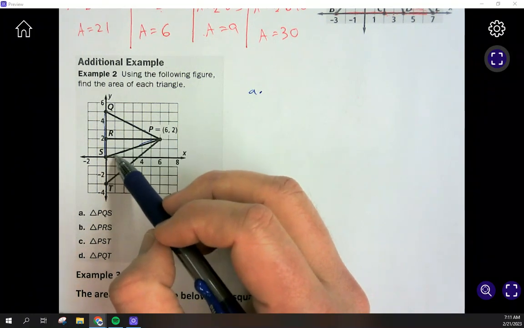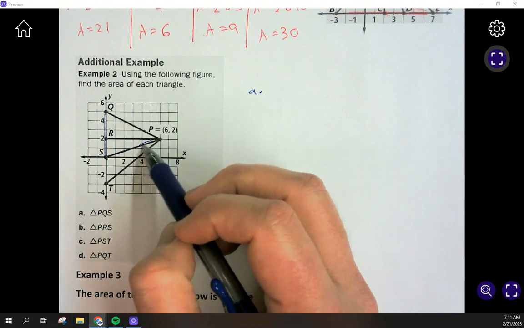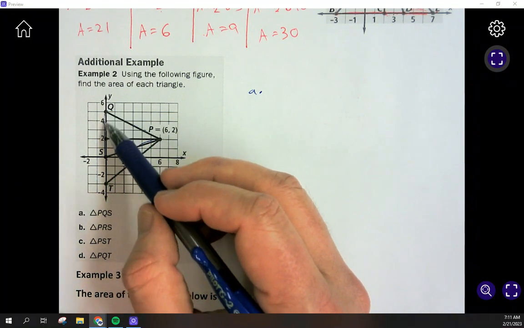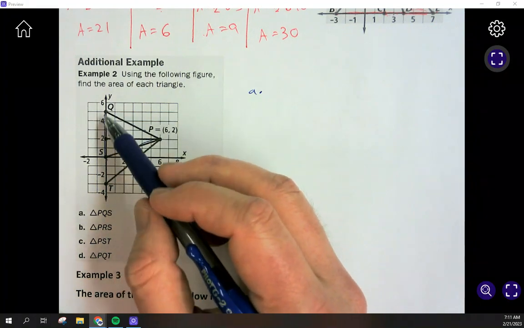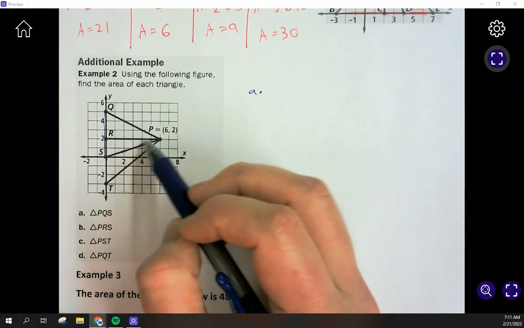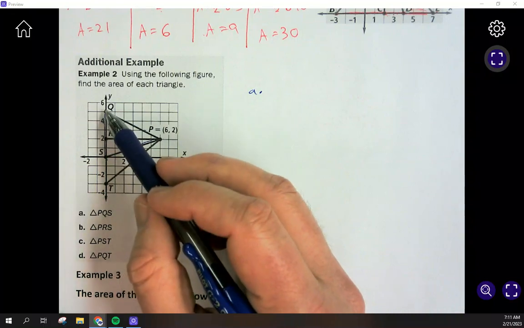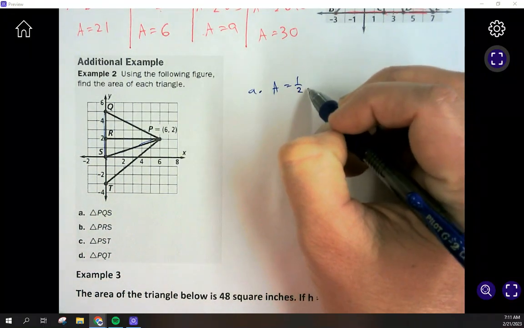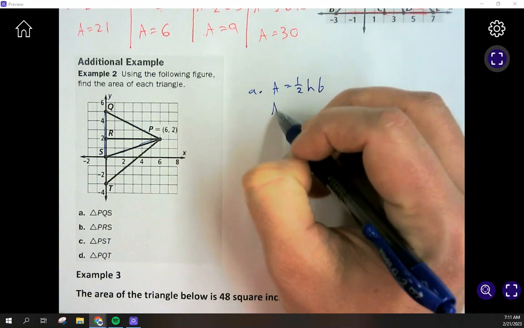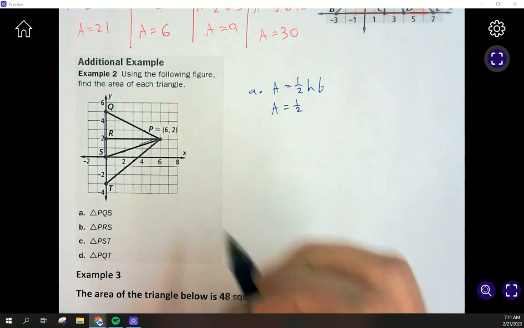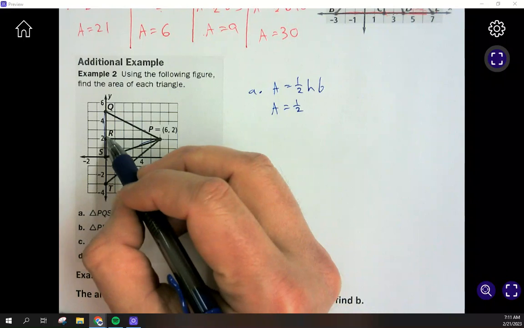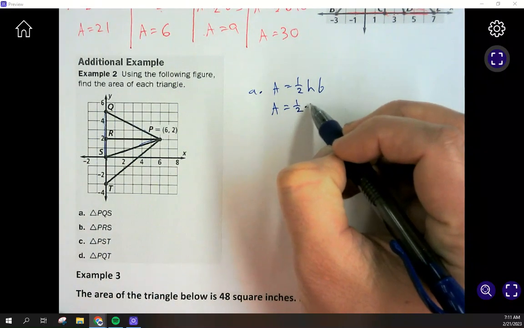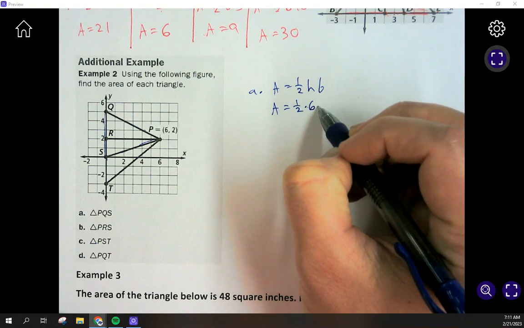They don't hit at 90 degrees, first of all. But we can't measure that without using our distance formula or something like that. So the base and the height need to hit at 90 degrees. So we're going to use PR as our height and then QS as our base. So area is 1/2. I'm going to go height times base here. And so the height goes from 0 to 6. So our height, again, just like in the problem above, is 6 of that triangle.